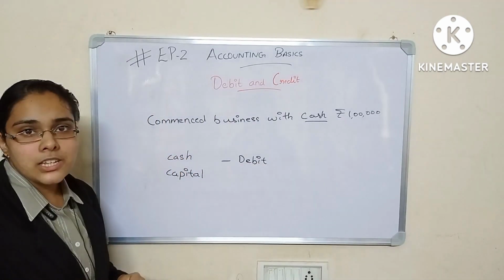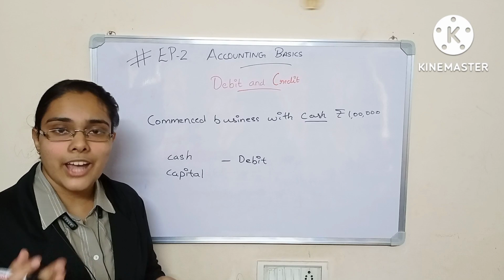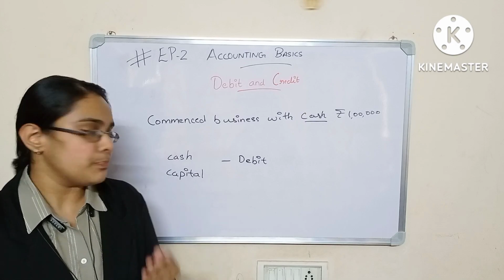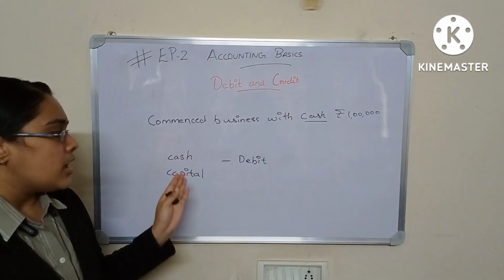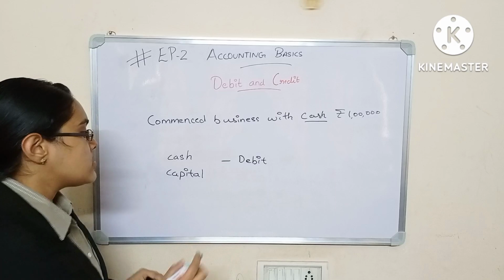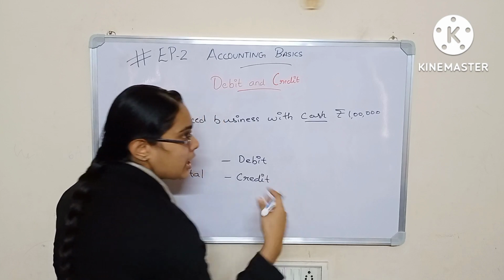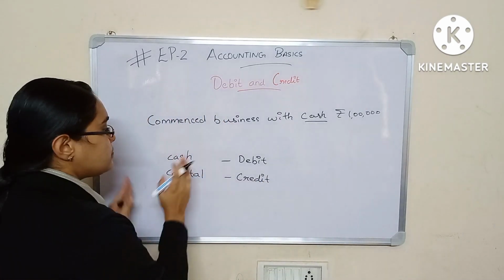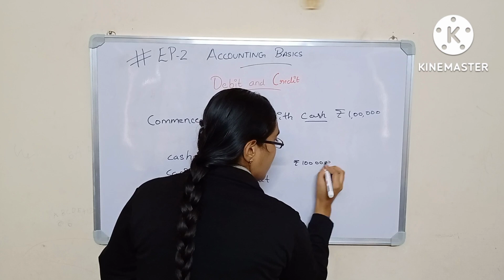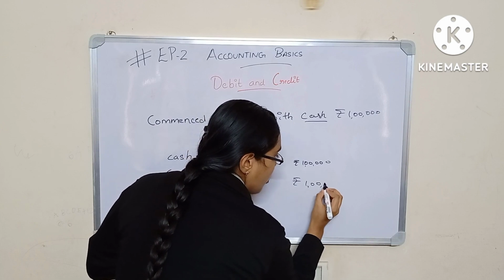Then capital. Capital is a liability for the business, right? That is, the owner brings cash or capital into the business, which should be given back, reimbursed to the owner, right? So it is a liability for the business. All the liabilities will have a credit balance. We'll see that later in this session. So capital has a credit balance. Being a liability, it will be credited. As the liability increases, we will be crediting it. Now the amount is rupees 1 lakh. We brought in 1 lakh cash, and together capital also we have 1 lakh.